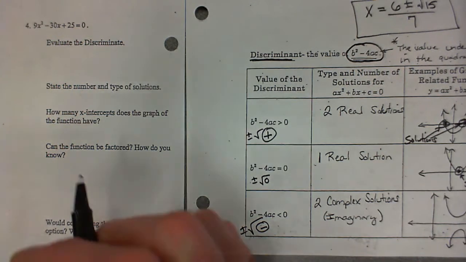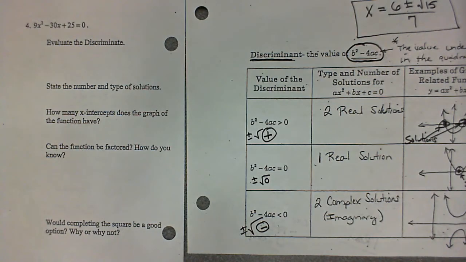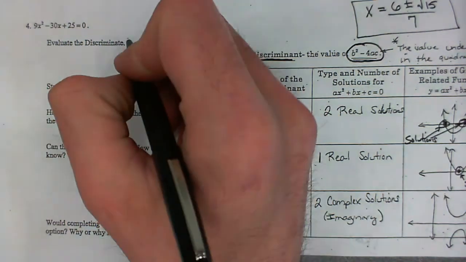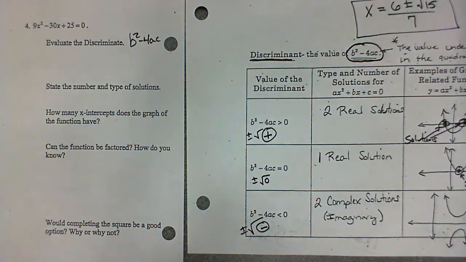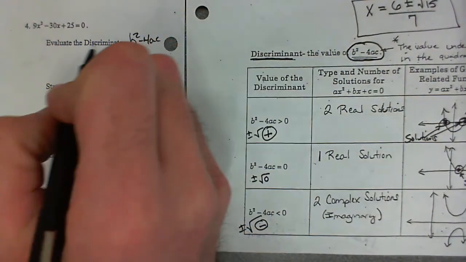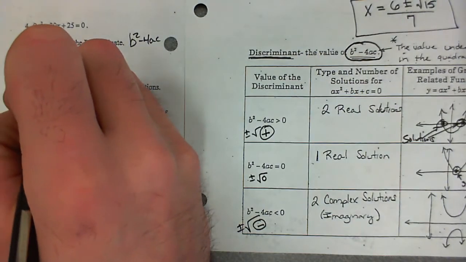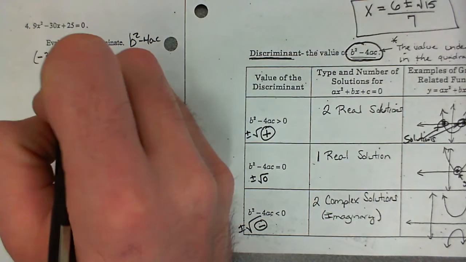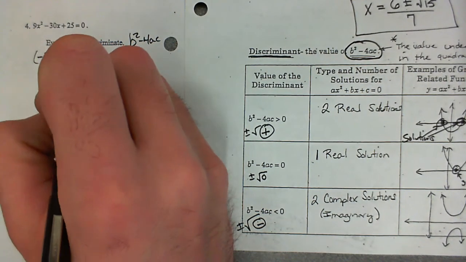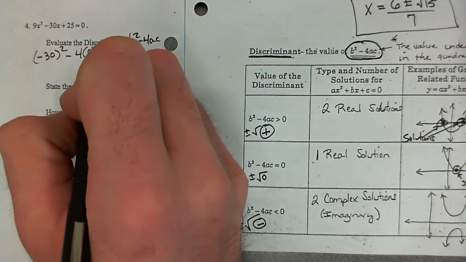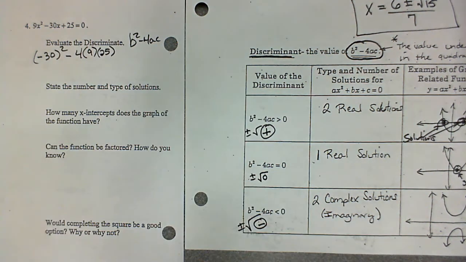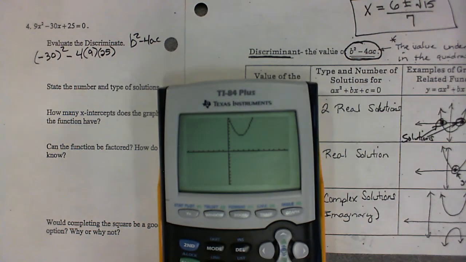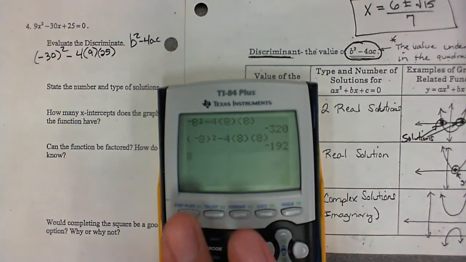Okay, I decided to do number 4 on your homework assignment here. We want to find out the discriminant, so that's b squared minus 4ac. So in this case, b squared would be negative 30 squared minus 4 times a times c, which is 25. Now this is a pretty ugly expression, so let me go ahead and plug this into the calculator.